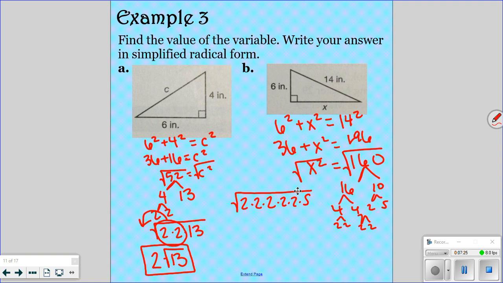And then remember, we have to have pairs. So here is a pair of 2's that we can pull out and take to the front. And then here's another pair of 2's that we can pull out and bring to the front. So 2 times 2 is going to be 4. And then we're left with the square root of 10 on the inside. And so that would be the value for x. So that's how you can simplify your radicals.